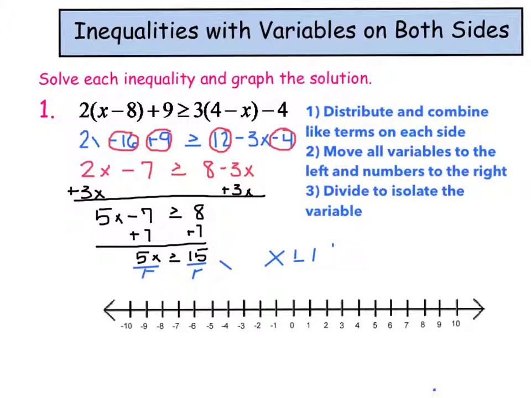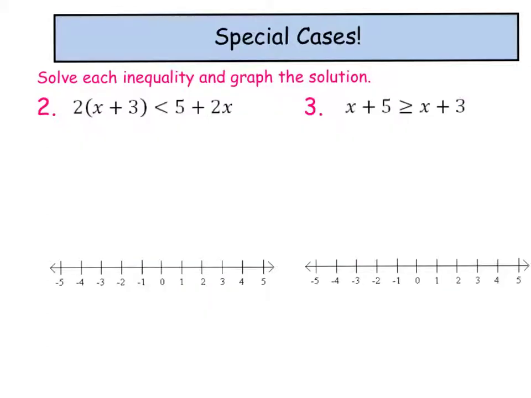Now the last thing I have to do according to the directions is graph. So since it's a greater than or equal to, I'm going to shade in 3 with a hard circle or a closed circle. And since it's greater than, I'm going to shade to the right, remembering to shade in my arrowhead. And we're done.